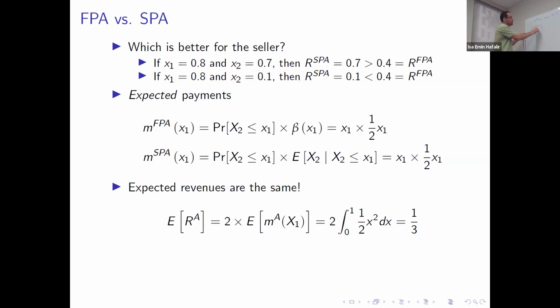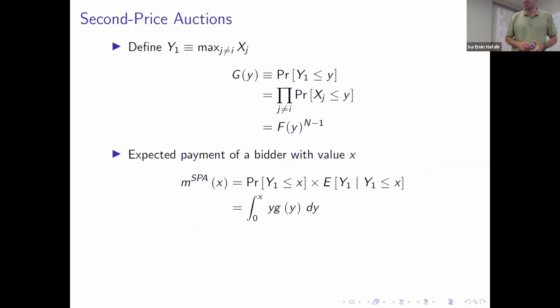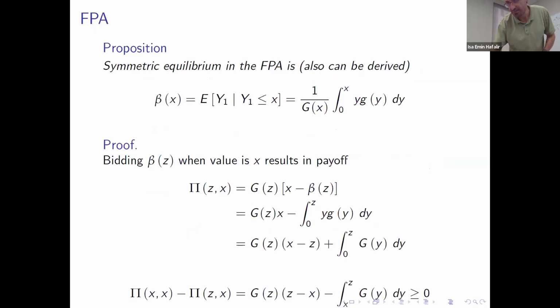This is going to be 2 over 3. So in a second price auction, remember, since everybody's doing truthful bidding, the expected selling price should be the expectation of the second highest of 2 random variables, which is going to be 1 over 3. And this is also the case for uniform, the first price auction. But let's now generalize this. So I think I have already written this here.